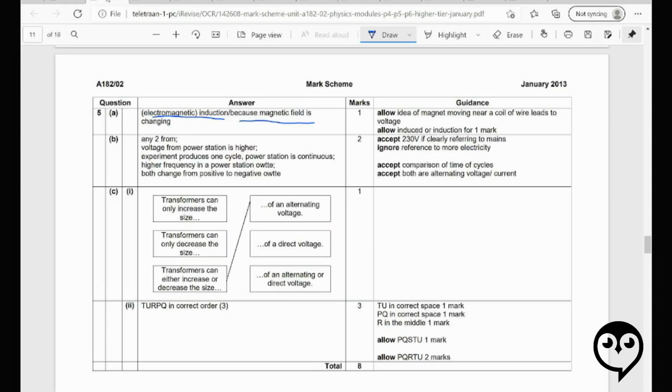They want you to just say electromagnetic induction. I think the magnetic field is changing. You could call it the flux density is changing. You can say induce or induced for one mark. The idea of a magnet moving near a coil leads to voltage. Yeah, you can just say electromagnetic induction.